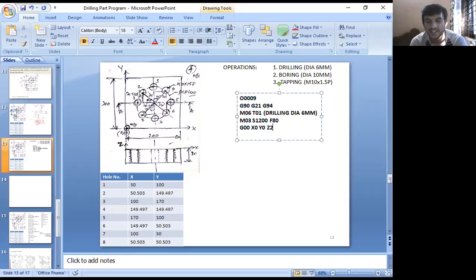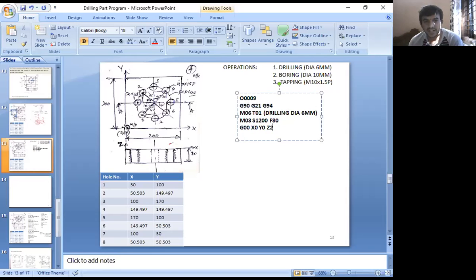After this, what is the next step? Where is the cutting tool now? The cutting tool is here. Now move the cutting tool from the origin of the workpiece to the first location. These first few lines are the same for all programs: the name of the program, initial G codes, select the tool, start rotating the tool, and move the cutting tool from home position to the initial location.